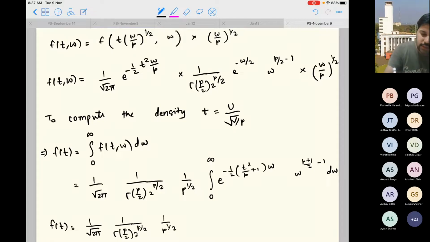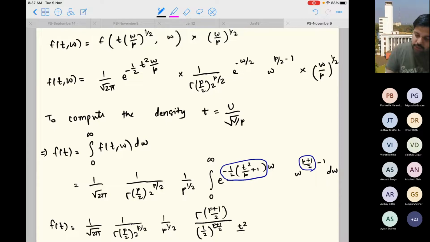And now this is gamma integral. So in the gamma integral, what are the parameters? Alpha, lambda, right? So what is my alpha? So this is one parameter and this is another parameter, right? So these are the two parameters. That's why I did not disturb that minus 1. So if you see this, then using gamma density, do you agree that this is what I'll get? Gamma of p plus 1 by 2, and then half to the power p plus 1 by 2 into t square by p plus 1 to the power p plus 1 by 2.